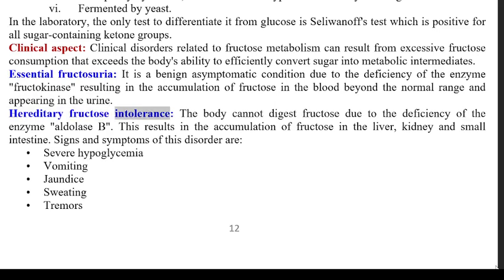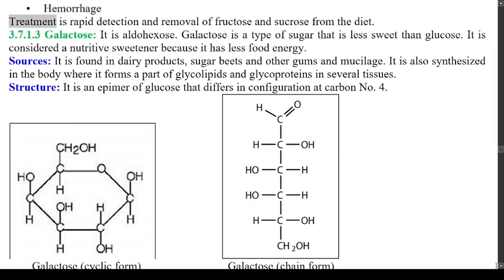Hereditary fructose intolerance. The body cannot digest fructose due to the deficiency of the enzyme aldolase B. This results in the accumulation of fructose in the liver, kidney, and small intestine. Signs and symptoms of this disorder are severe hypoglycemia, vomiting, jaundice, sweating, tremors, hemorrhage. Treatment is rapid detection and removal of fructose and sucrose from the diet.